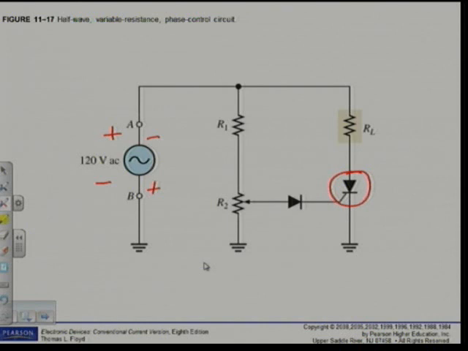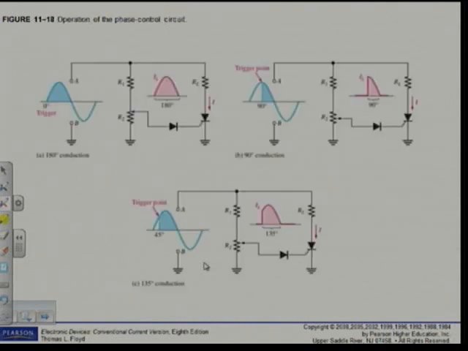Now let's have a look at the operation of this circuit. We go to page 564. Alright, this is figure 564. Let's have a look at figure A, where we're going to look at 180 degrees conduction. That means I will have conduction for 180 degrees. Now that means we're going to trigger here at basically 0 degrees.